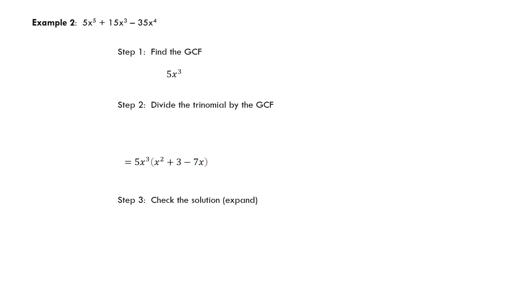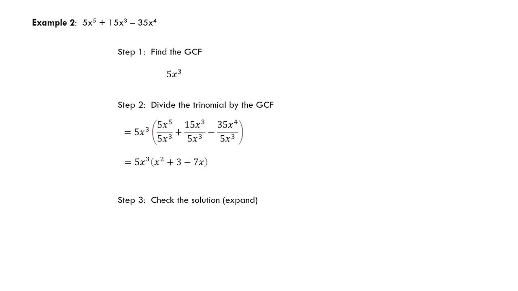So we take that original trinomial, 5x to the 5th plus 15x to the 3rd minus 35x to the 4th, and we divide it by 5x to the 3rd. And when we do that, we have 5x to the 3rd, which is our greatest common factor, bracket x squared plus 3 minus 7x.